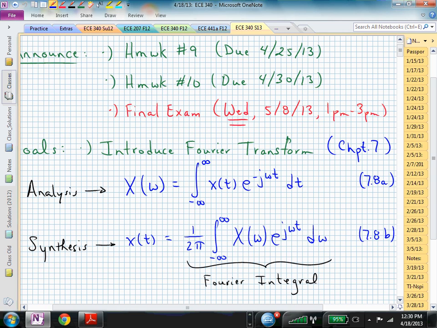Before this semester ends, you have 3 more things to focus on. 2 homework assignments, homeworks 9 and 10. Homework 9 is due in a week. Homework 10 is due the next class period. Your final exam is 3 weeks from yesterday, I believe, is one way of thinking of it. So 20 days from now, you have your final exam. It's on a Wednesday from 1 to 3.